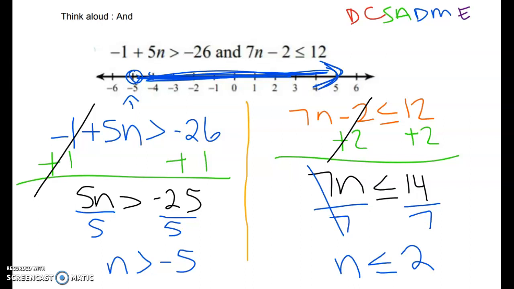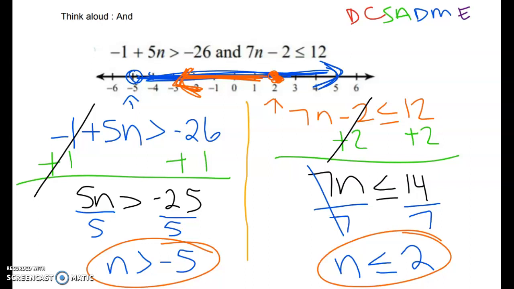I'm now ready to graph the second equation. And it's telling me I want to go to the number +2 first. What type of circle is it going to be? Since there's a line underneath that inequality, I know it's going to be a closed circle. And I know all of my values are going to be less than that number. So I know all of my values are going this way.